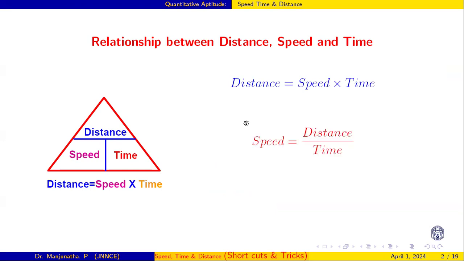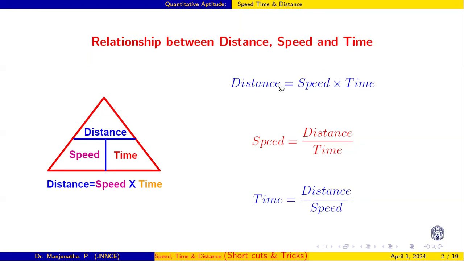And next, what about the speed? Speed will be equal to distance divided by time. And similarly, what about the time? Time will be equal to distance by speed. For example, if it is traveling at 60 kilometers per hour and the time taken is 1 hour, then the distance will be 60 kilometers. Similarly, if the distance is 60 kilometers and the time taken is 1 hour, then the speed will be 60 kilometers per hour. If the distance is 60 kilometers and the speed is 60 kilometers per hour, then the time will be equal to 1 hour.